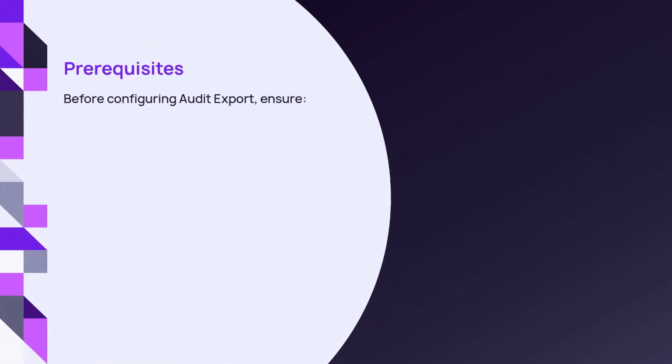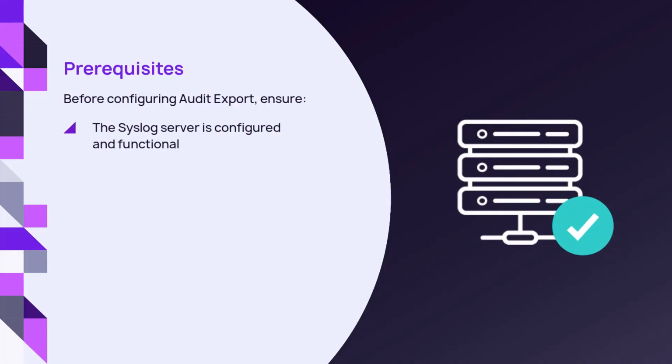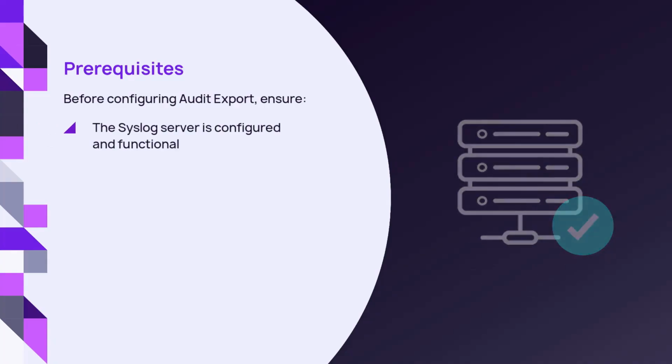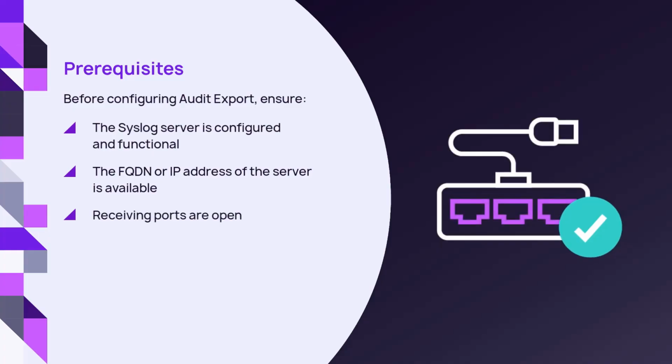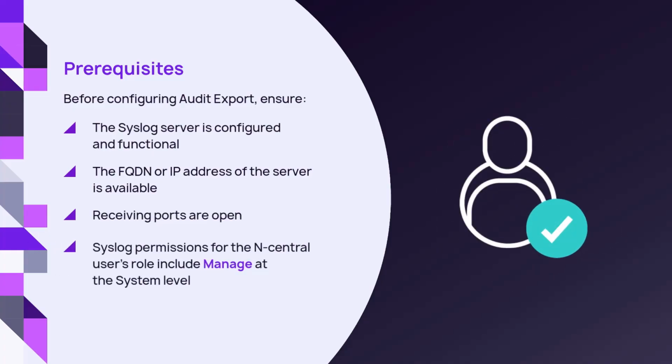Before configuring audit export, ensure that the Syslog server is configured and functional. The FQDN or IP address of the server is available. Receiving ports are documented and open. Syslog permissions for the N-Central user's role include manage at the system level.